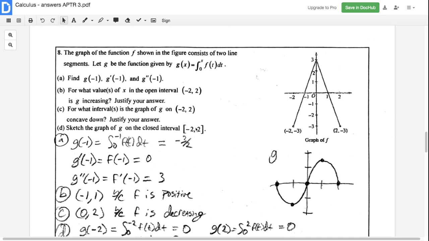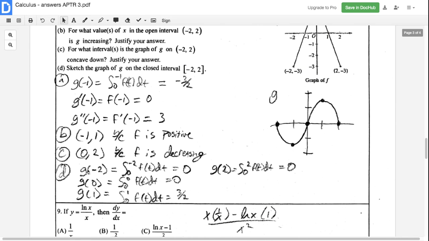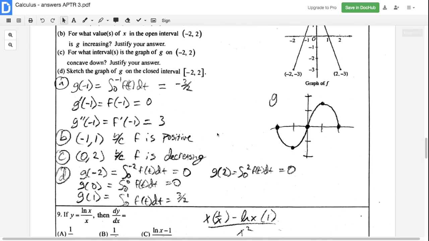And then we want to sketch the graph. So that means I need to get y values. I've already got g of negative 1. I can get g of 0 because if I plug 0 in there, I'm going to get 0. The other values I can get are the endpoints and then the other critical point. So the endpoints and critical points are what we want here. So negative 2, 0, and 1.